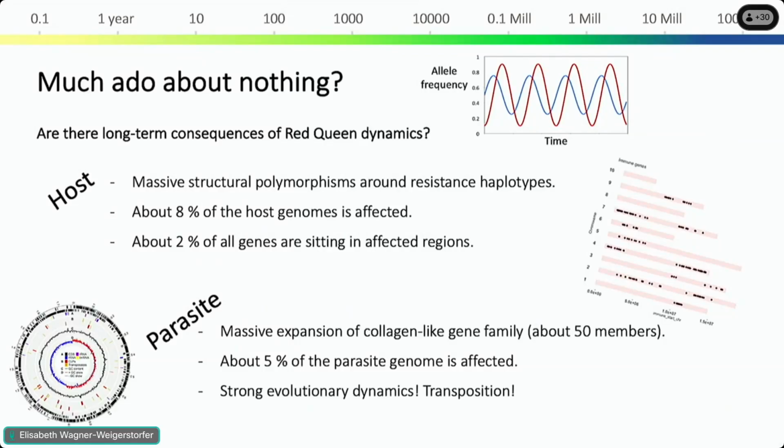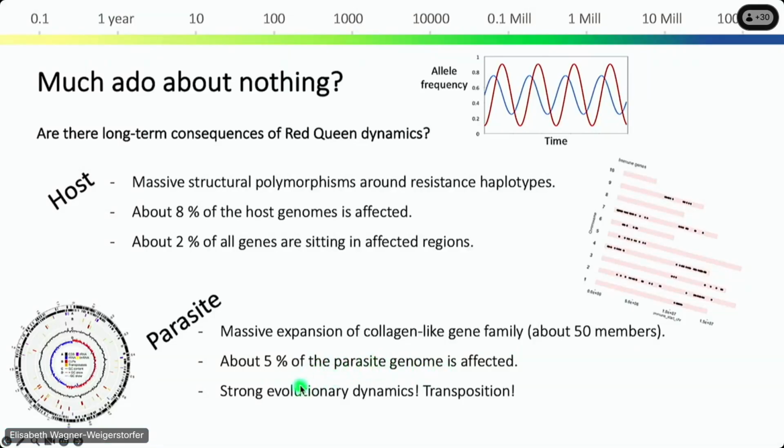So for the host, we have massive structural polymorphism around the resistance haplotypes. About 8% of the whole genome is affected, and 2% of all genes are sitting in affected regions. Given that I showed you before, 4 genes in the host are responsible for the interactions, 2% of all genes in the genome are affected by these 4 genes. So we're really talking about a major structural thing happening here. For the side of the parasite, we have this massive expansion of the collagen-like gene family with about 50 members, and they play a role for the infectivity. About 5% of the parasite genome is affected by this.